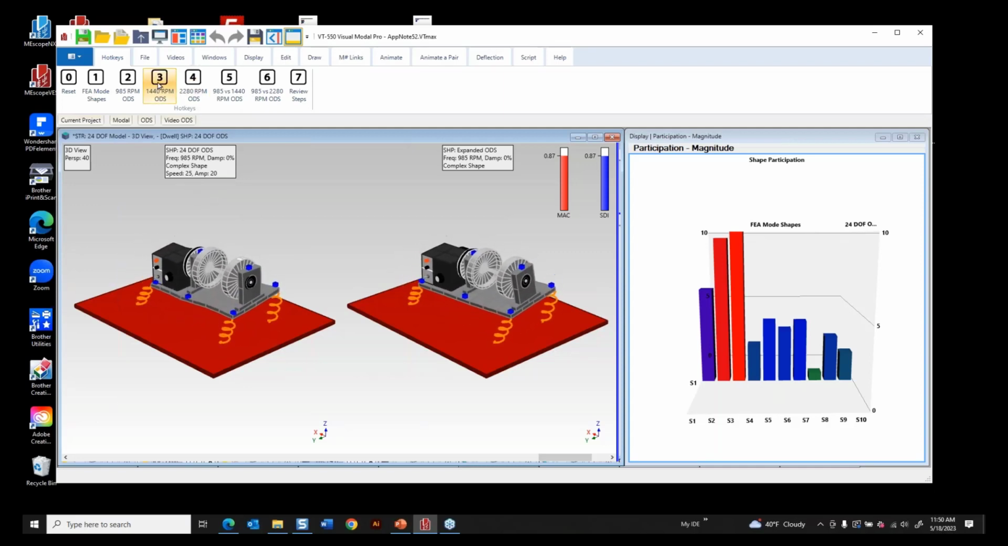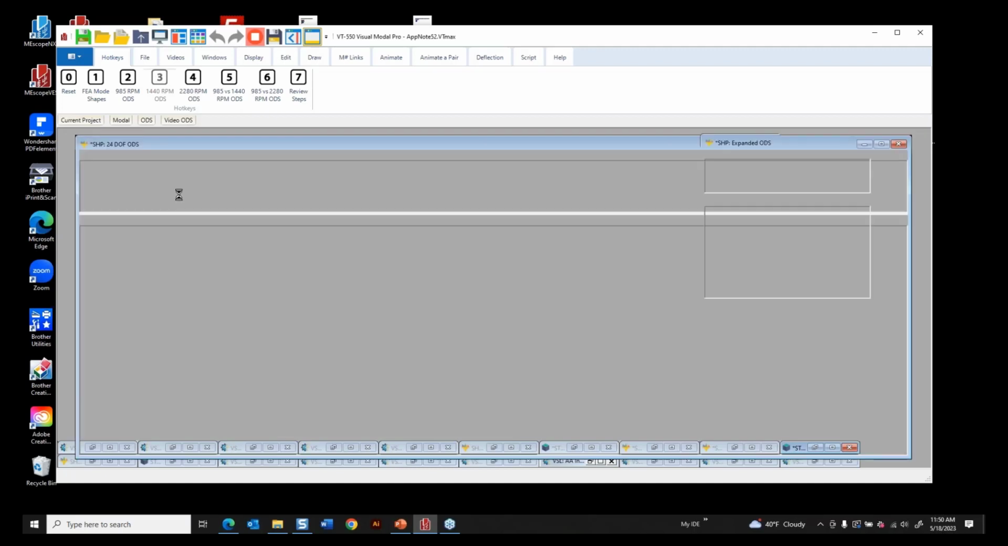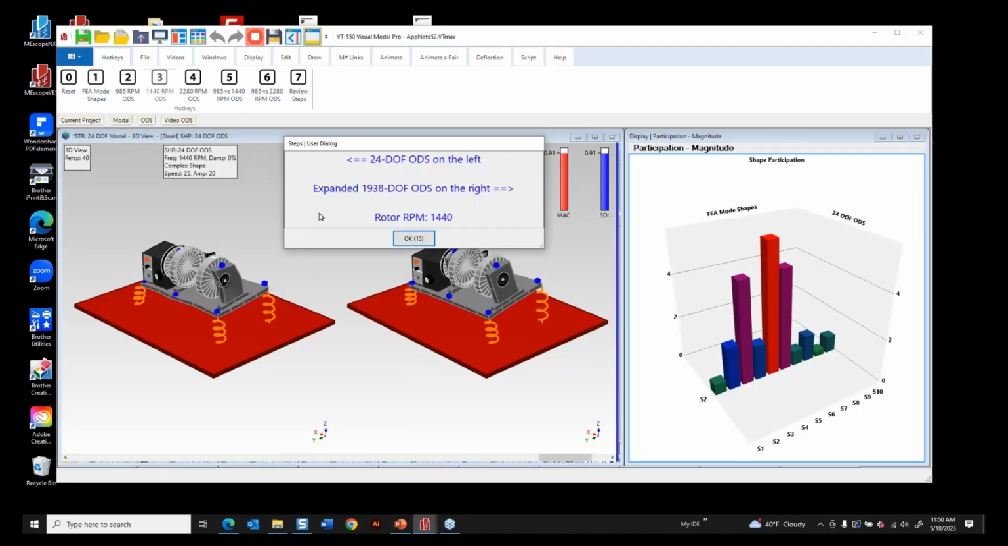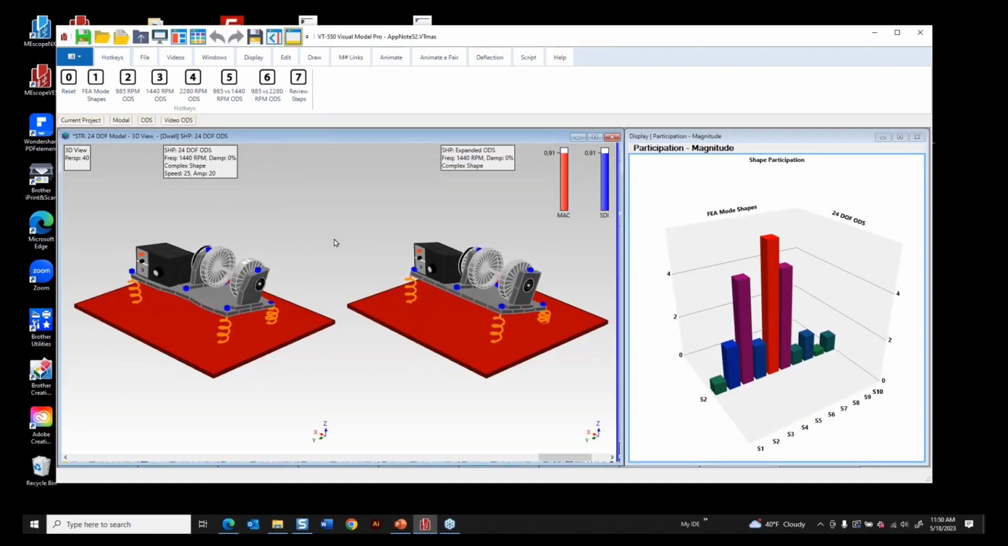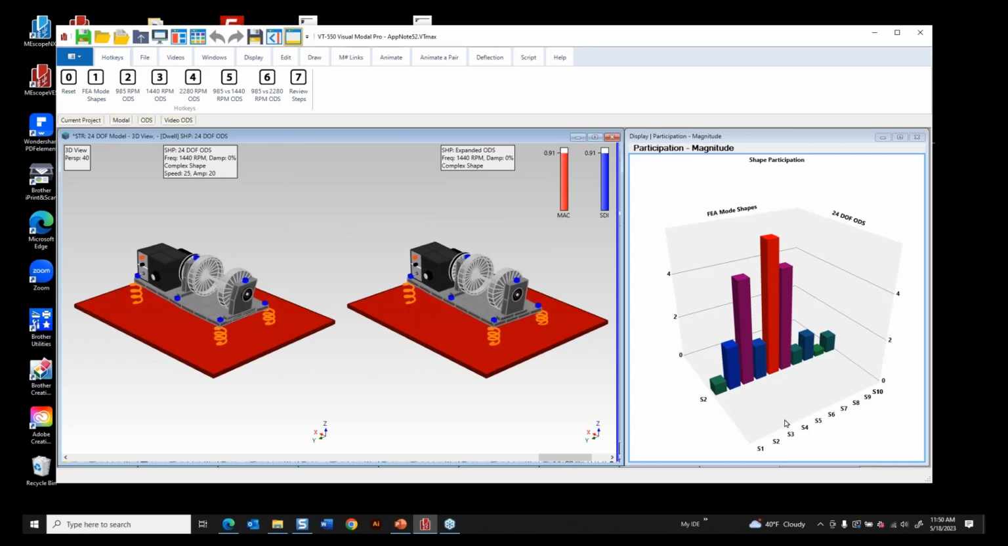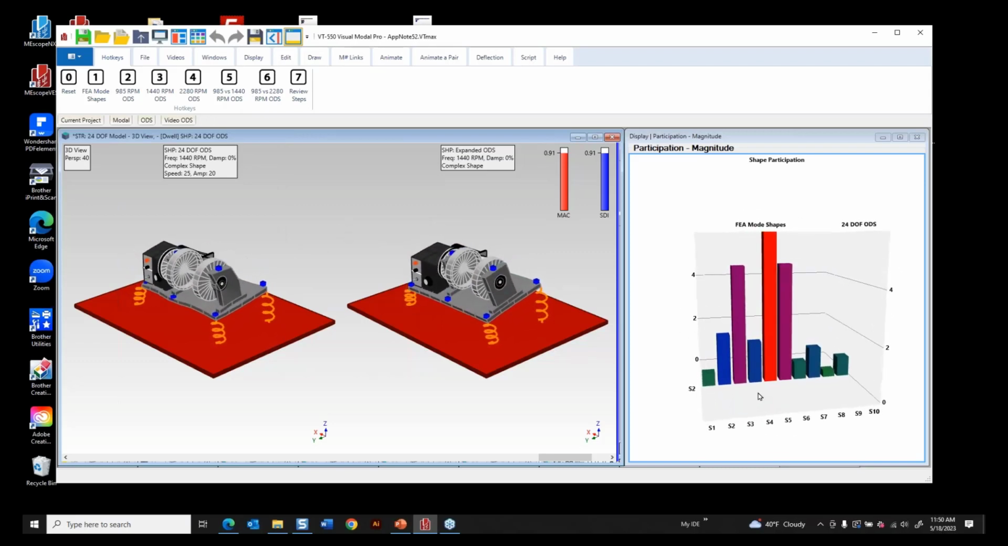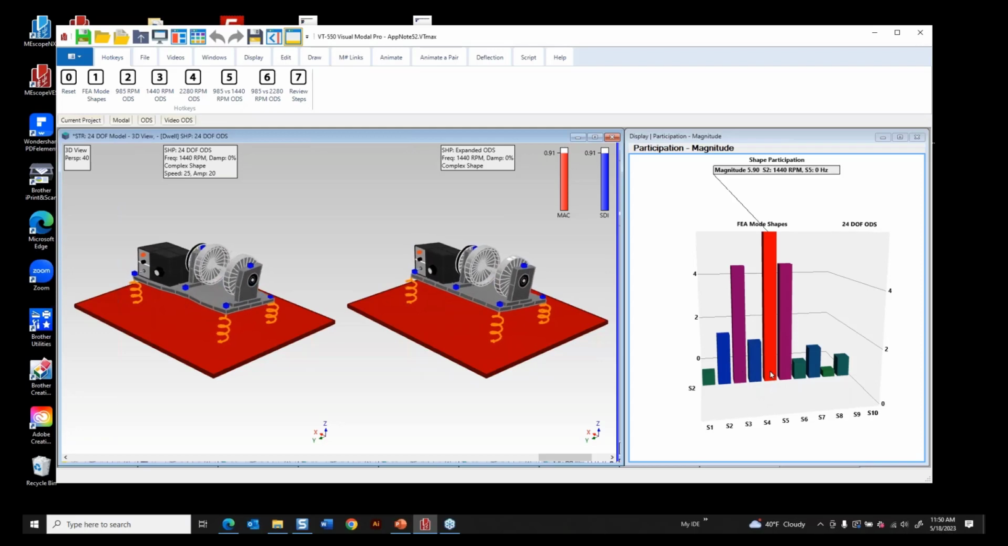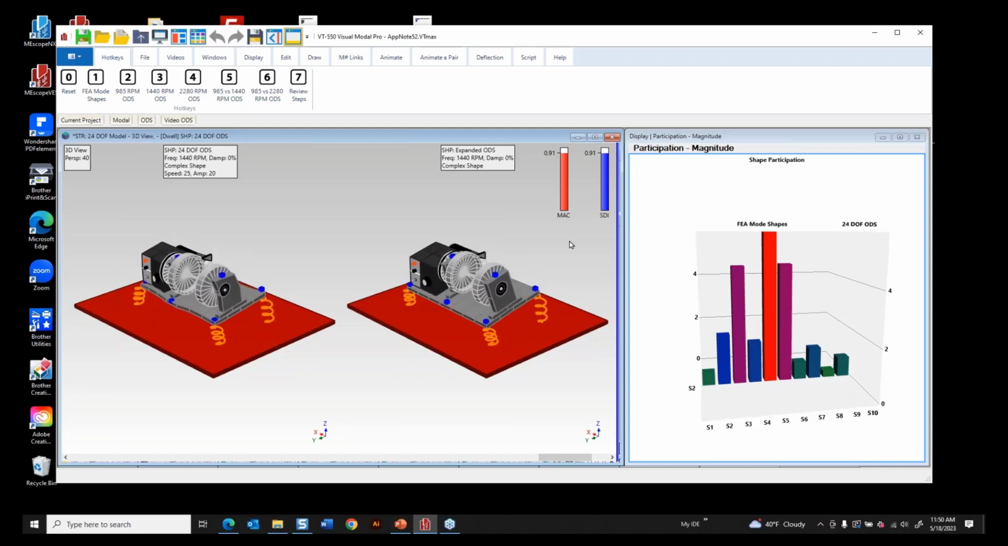Now let's go to the 1440. So we speed the machine up a little bit and do the curve fitting all over again. MEscope's doing this with its script. Now you see a different participation. Mode 3, mode 5, and mode 6 are dominating the ODS.